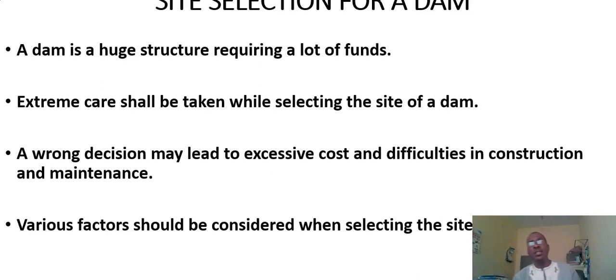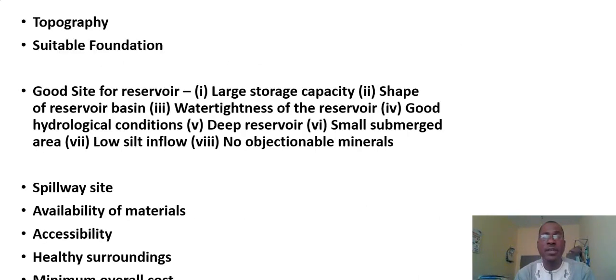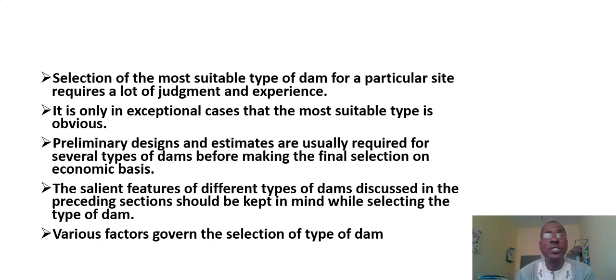So now let's look at the site selection of the dam. You consider the extreme cases while selecting the site of the dam. A wrong decision may lead to excessive cost and various problems. So you look at the topography, the suitable foundation, a good site for the reservoir, the spillway site, availability of materials, accessibility, healthy surroundings, minimum overall cost, and other considerations. Selection of the most suitable type of dam at a particular site requires a lot of judgment and experience.